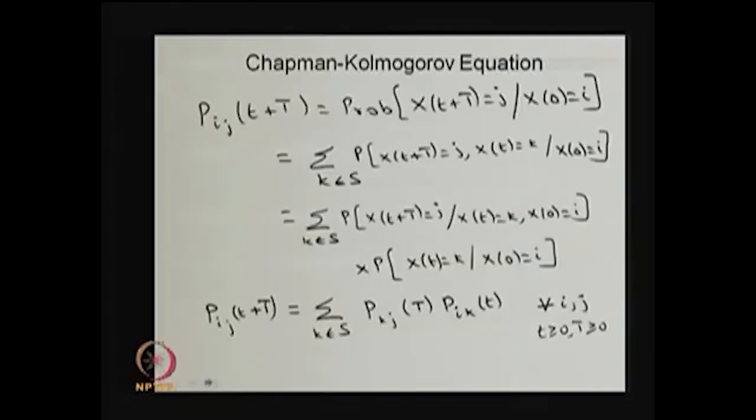Now I am going to find out the Pij of t. For that I am going to do the derivation starting with the Chapman-Kolmogorov equation. Let me start with the transition probability of the system moving from i to j during the time 0 to t plus capital T. That is nothing but the probability that the system will be in the state j at the time point t plus capital T, given that it was in the state i at time 0. That is same as, I can in between make some other state.